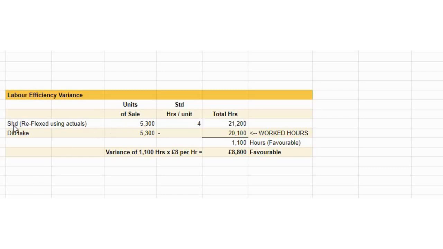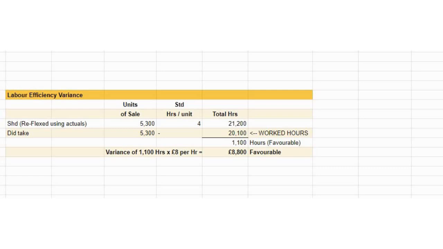So if you reflex the budget using actual figures, we can see 5,300 units were actually produced. The standard cost card says that each unit should take 4 hours, so in total 5,300 units should have taken 21,200 hours to produce. A note to remember about the efficiency or usage variances: the variance is first of all calculated in units of purchase, and then from the totals that are found, the hours or the kilograms are then, using the standard cost, converted into a pound value.